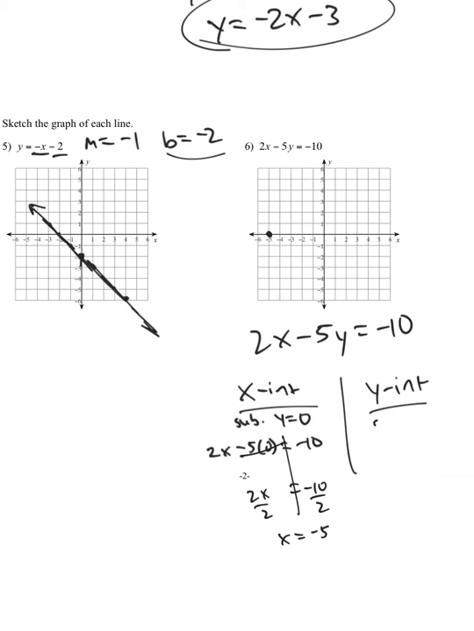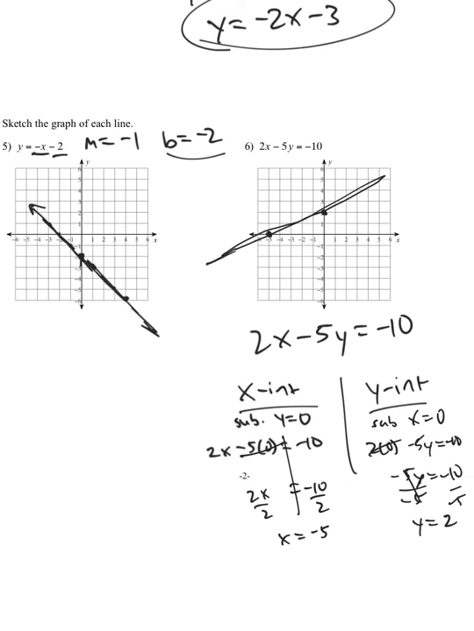As the y-intercept, we're going to substitute x equals 0. So that's 2 times, instead of x, 0, minus 5y equals -10. 2 times 0 is just 0. So -5y equals -10. Divide by -5. You've got y equals -10 divided by -5. That's a +2. So my y-intercept is +2. Just as best you can, connect those two intercepts to make a straight line there.